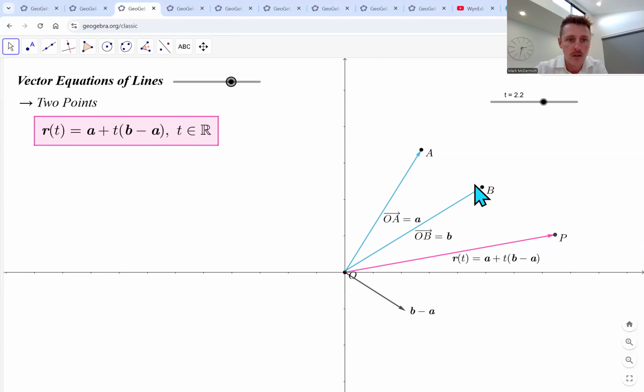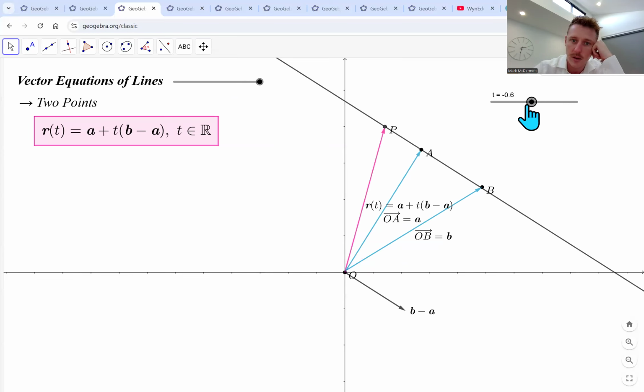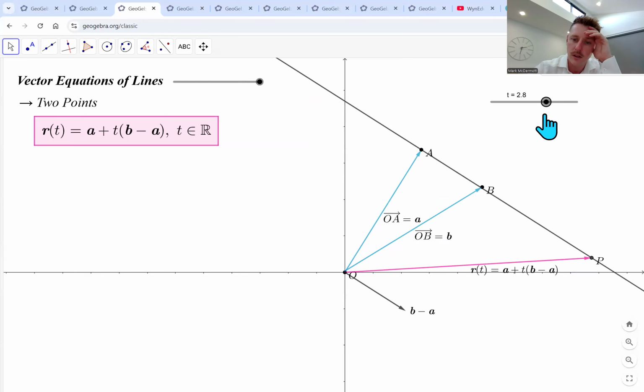Okay, and so what we get is a situation where, for this point P, we take vector A, and then we add on a multiple of vector B minus A. And so that gives you the point P. And so that point P will travel across this line. And as you can see here, as we change the parameter t, P is traveling along that line. Hopefully that makes some sense.